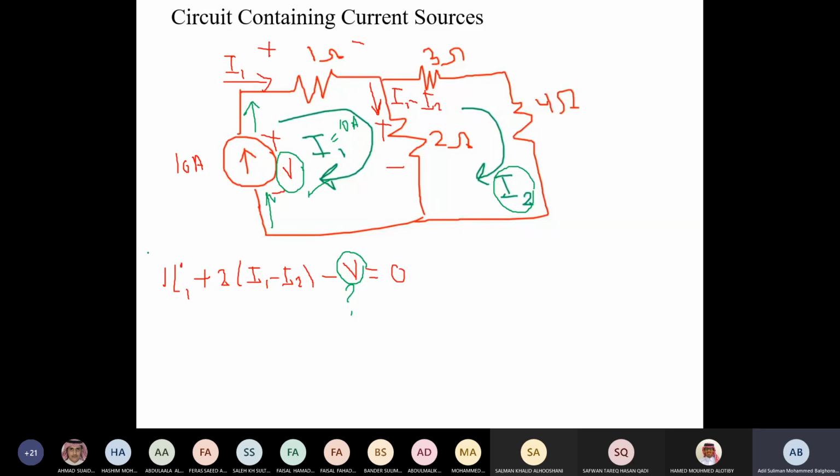So if the current source is on only one mesh, meaning this current does not belong to any other mesh, only this mesh, it's by inspection, whether up or down, we will be able to know its value.